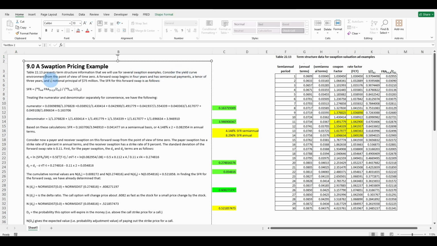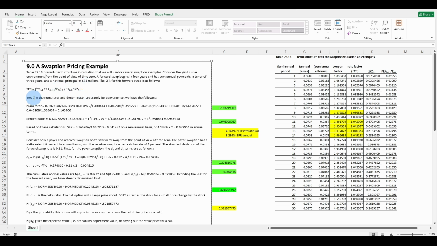Consider the yield curve environment from the point of view of time zero. A forward swap begins in 4 years and has semi-annual payments, a tenor of 3 years, and a notional principal of $75 million. The SFR for this forward swap is as follows: the summation of the FRA over the zero rate.